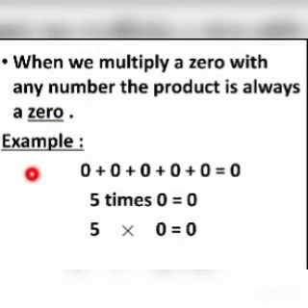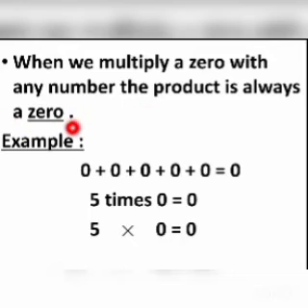For example, you can see 0 plus 0 plus 0 plus 0 plus 0. How many times 0 repeated? 1, 2, 3, 4, 5 times repeated. I have added 0 plus 0. Answer is always a 0. So 5 times 0 is equal to 0. Now I write 5 into 0 or 5 zeros are 0. So when we multiply a 0 with any number, the product is always a 0.